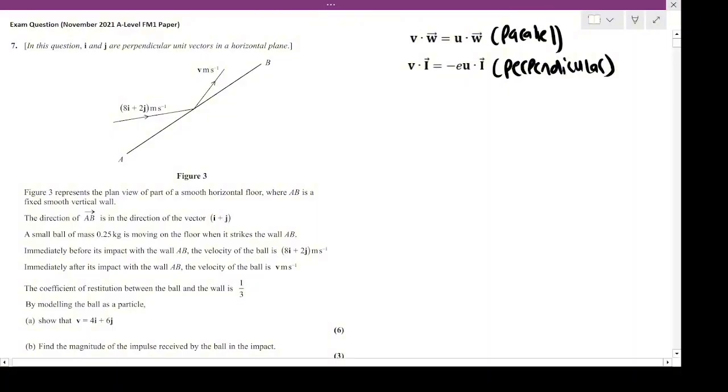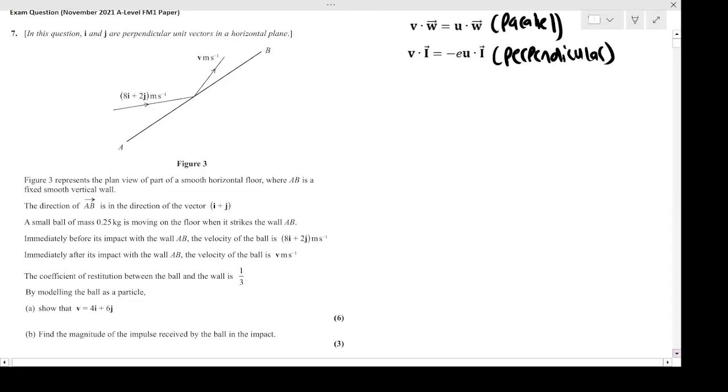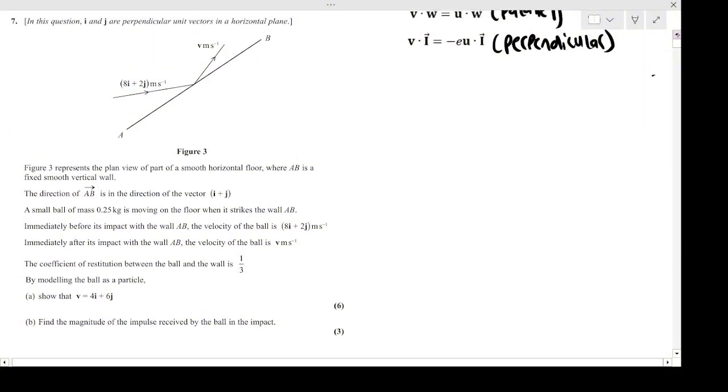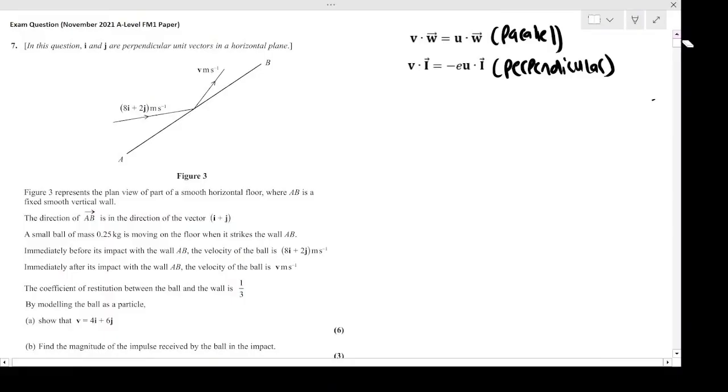But let's just have a look at some questions. I'm going to look at the exam questions for this first before we look at the textbook questions, because quite surprisingly, I find the exam questions are actually easier than the textbook questions. But let's have a look at this then. The main thing here is you can see the wall is now sloped. It's not completely vertical or horizontal. So we need to use these equations instead.